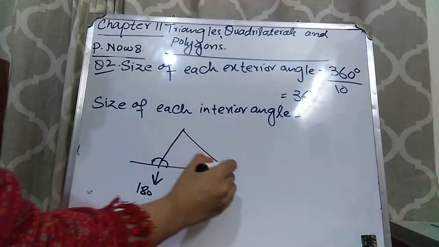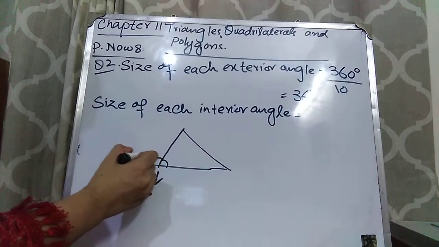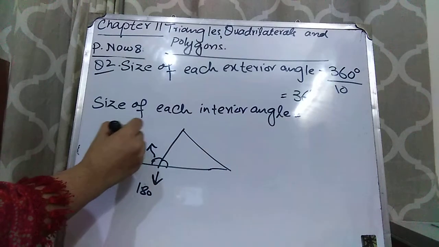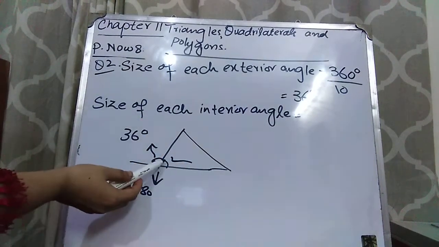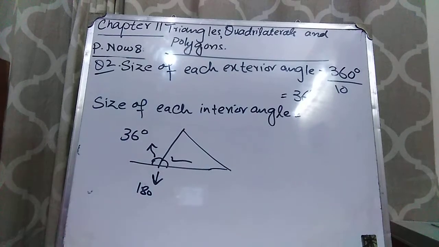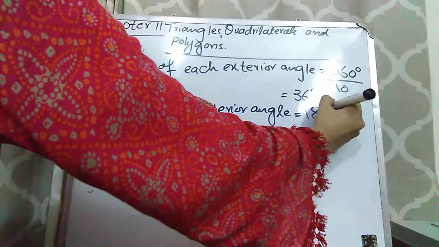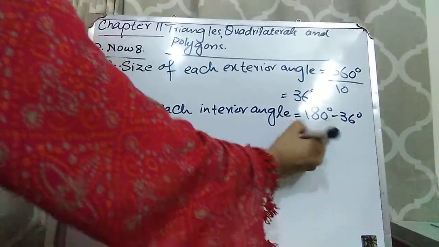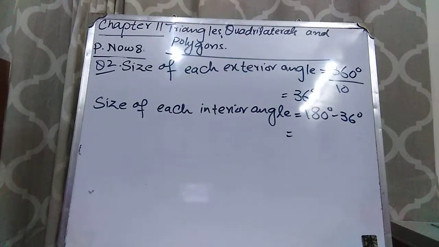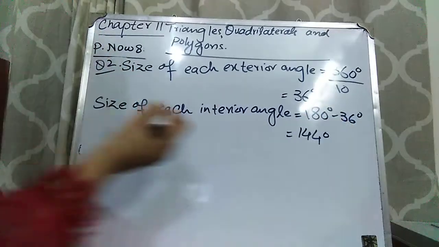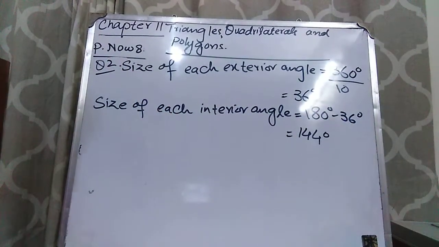Here let's assume that this is the interior angle, this is the exterior angle. Now the size of each exterior angle is given, which is 36 degree. We have to find out this angle. So we can find out this angle by subtracting this angle from 180. Now subtract 36 from 180. You will get 180 minus 36, which is 144 degree. So the answer is 144 degree. Okay students, I hope that question number 2 is clear to you.